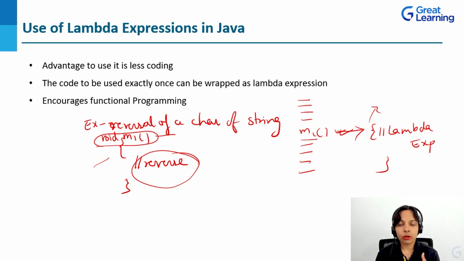Lastly, it encourages the concept of functional programming. Lambda expression is a concept from functional programming languages. It has been added to object-oriented programming languages also, but as it originally belongs to a functional programming language concept, it encourages functional programming also. Okay, so this was all about why the Lambda expression was introduced in Java programming.